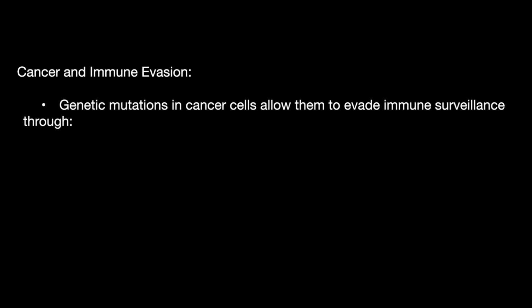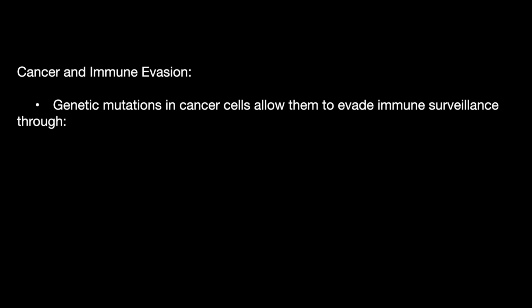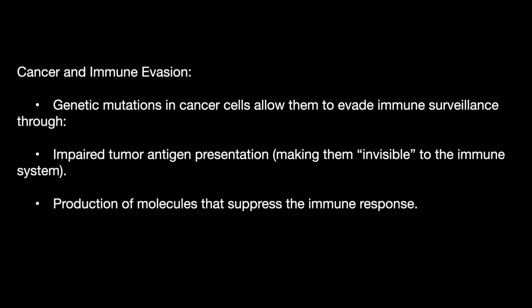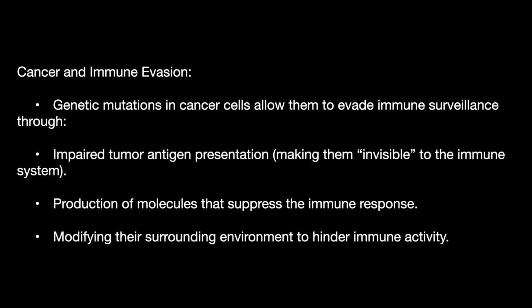However, cancer and immune evasion. Genetic mutations in the cancer allow them to evade the immune surveillance through impaired tumor antigen presentation, making them invisible to the immune cells, production of molecules that suppress the immune response, and modifying the surrounding environment to hinder the immune activity.